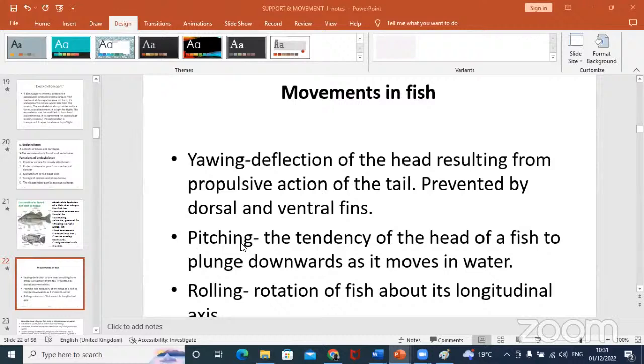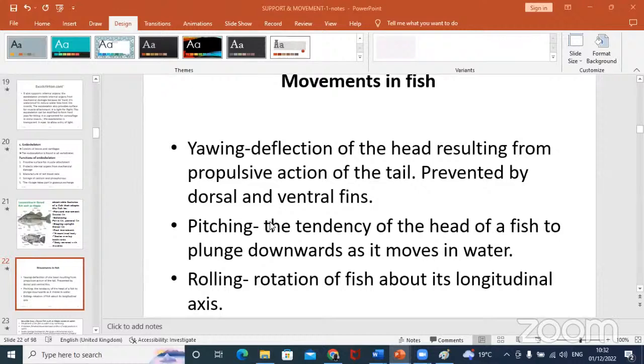Then we have pitching. Pitching is the tendency of the head of the fish to plunge downwards as the fish moves in water. So the fish has that likelihood to move its head downwards as it moves in water, and that is prevented by the paired fins, the pectoral and the pelvic fins, so that it does not plunge downwards.